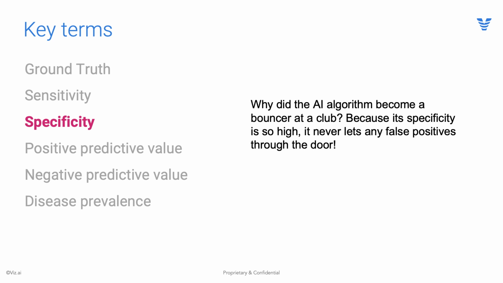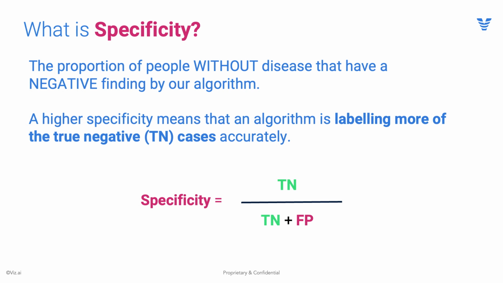The opposite of sensitivity is actually specificity, a metric that focuses on how the algorithm performs against patients without a disease. The definition is the proportion of people without a disease that have a negative finding. How often are our negatives right? As opposed to sensitivity, how often are our positives correctly identifying patients with disease? Specificity is what proportion of patients the algorithm is successfully identifying without disease.